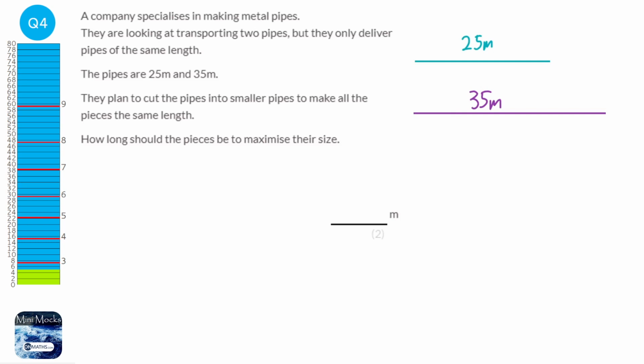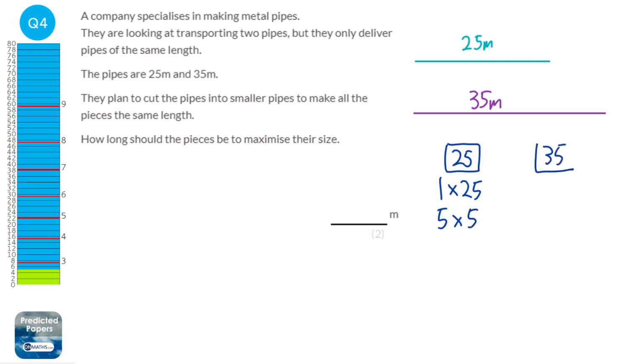So to find the highest common factor, what we do is we just find the factors of 25, which is 1 and 25, and 5 and 5. And the factors of 35, which will be 1 and 35, and 5 and 7. And the highest common factor is the highest number in both lists, so it's 5.